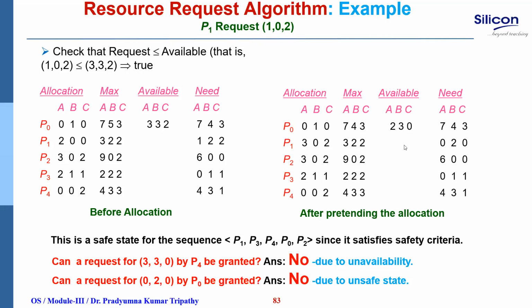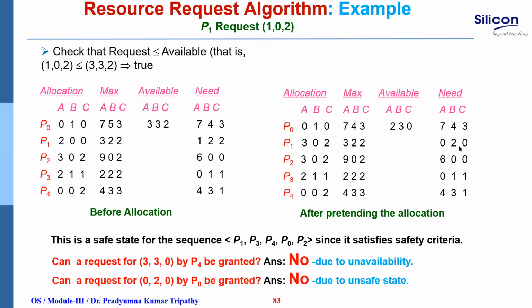So what we have done, we have assumed that we are allocating the resources to P1. Now by allocating these resources, we have computed the need matrix, and again we'll run the same algorithm to check whether it is in safe state or not. We are available with 230. Can we give 230 to the first process P0? No. Can 230 be given to the second process?